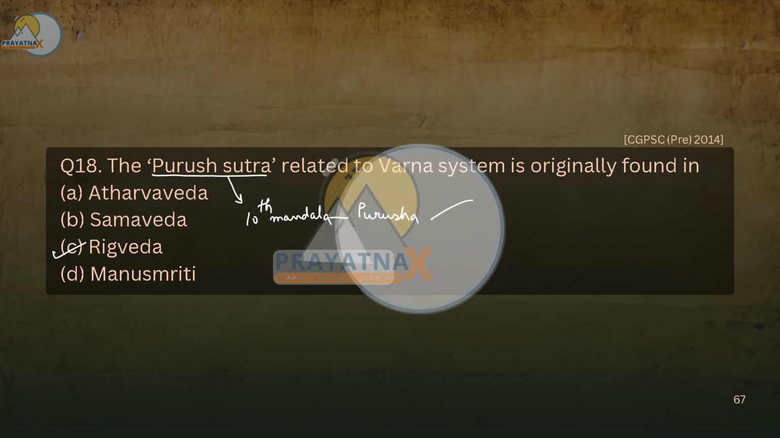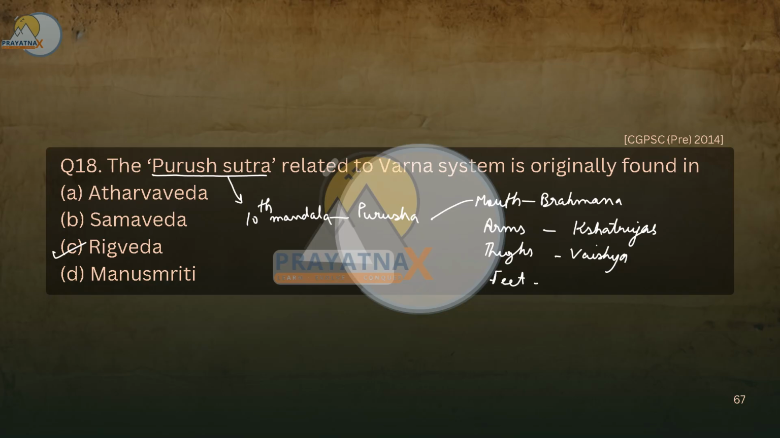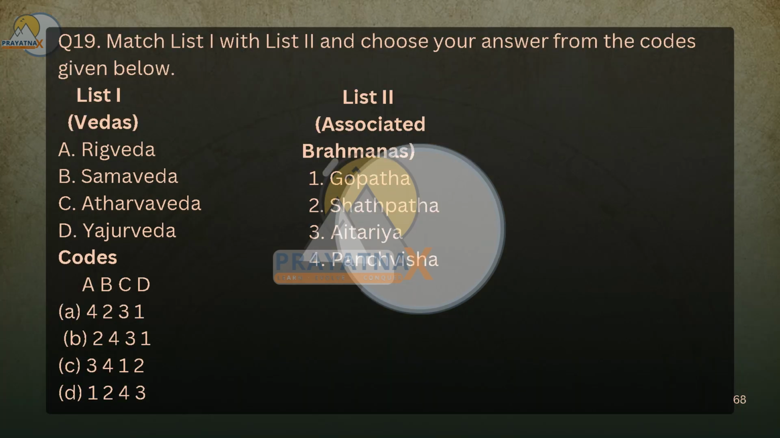From the mouth came Brahmana, from the arms came the Kshatriyas, from the thighs came Vaishya, and from the feet the Shudras. So the correct answer is obviously option number C. It mentions the Varna system as we know it. So the next question, match the list 1 with list 2 and choose a correct answer from the codes.